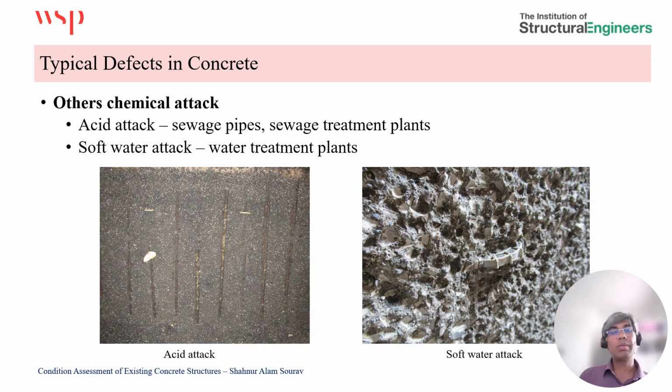There are other types of chemical attack as well. Here are examples of acid attack, which can occur in sewage treatment plants or sewage pipes, and also soft water attack, which can occur in water treatment plants. In both cases, the hydrated cementitious product can disintegrate due to low pH in the surroundings.